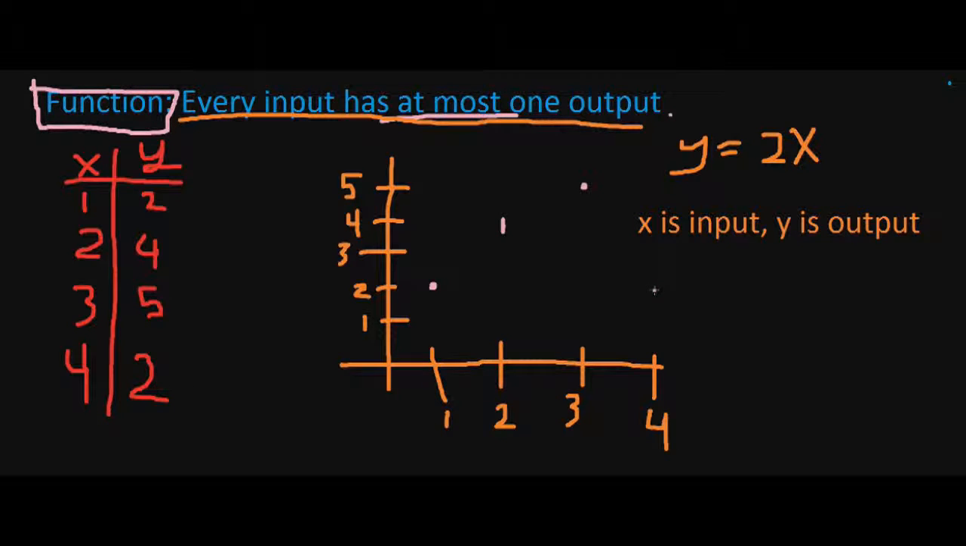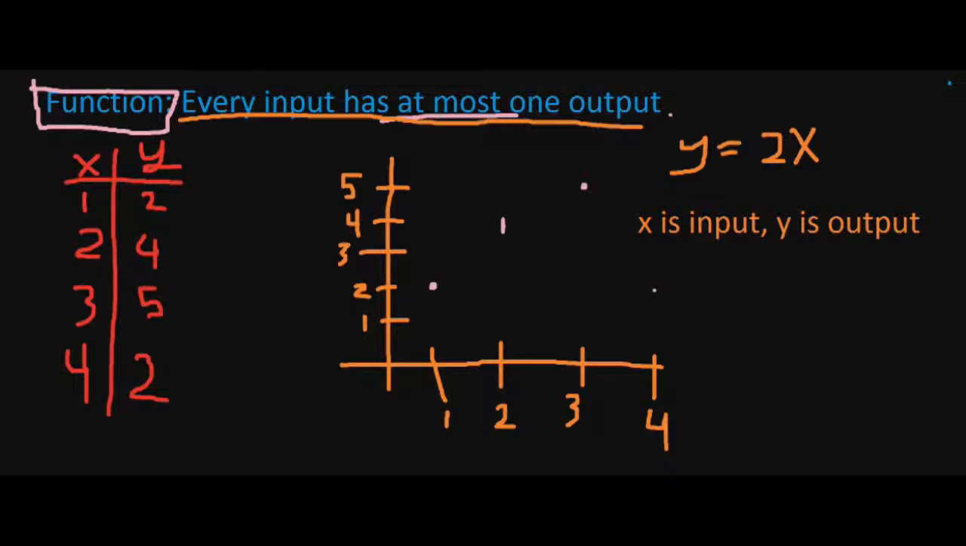Okay, right there. So if you notice, looking at this table, for every input, so 1, there's only one y value. For input 2, there's only one y value, which is 4. For 3, it's only one y value, which is 5, and for 4, there's only one y value, which is 2. Alright, so every input has at most one output. That means that this is a function.